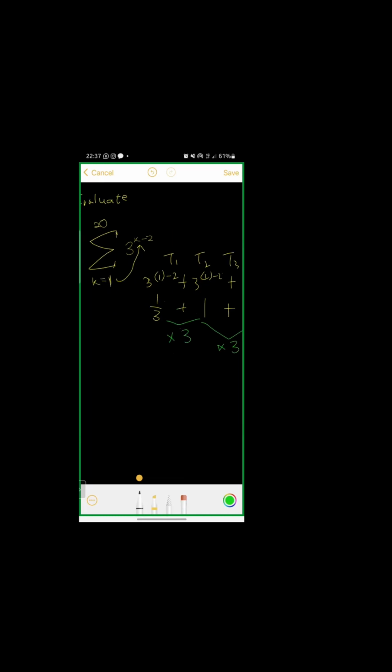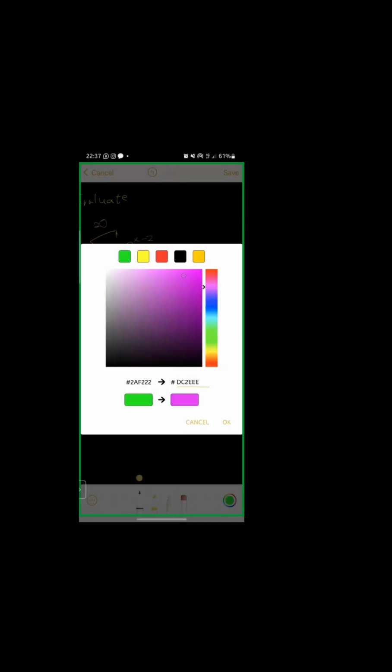Let me just use a different color to accommodate the females in the room.